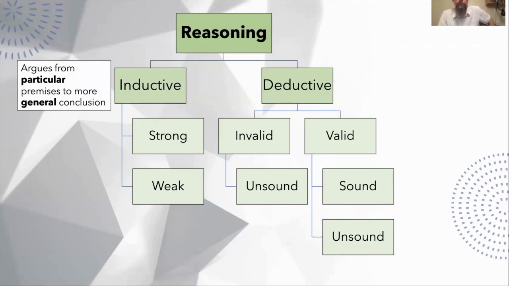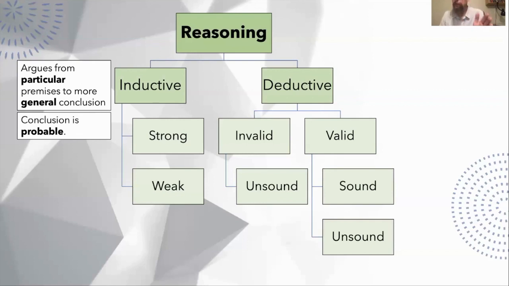Inductive reasoning, which is not the one we're getting to, but it's the one we'll start with. Inductive reasoning argues from or tries to make a point from particular premises to a more general conclusion. That may seem like that's not helpful. Let's work on it some more. When we say that we get to a general conclusion, that conclusion is going to be probable. It's probably the answer, but it's not definitely the answer.